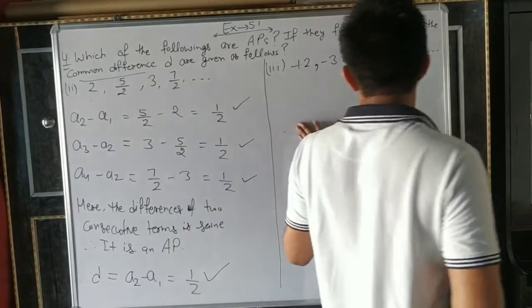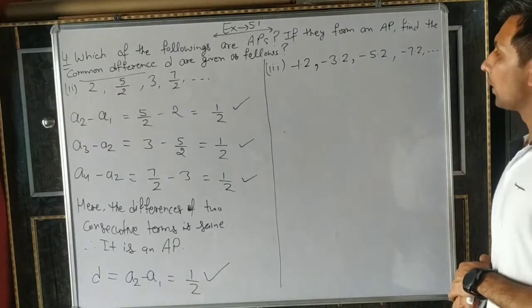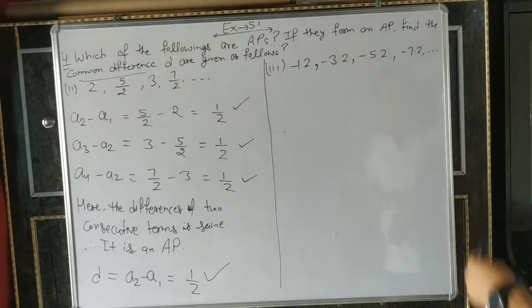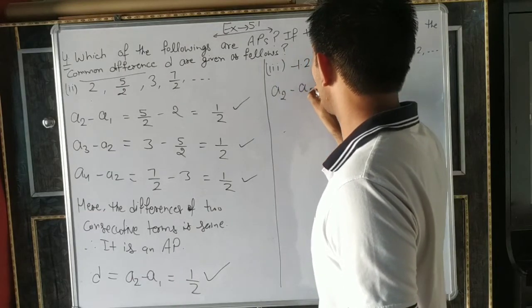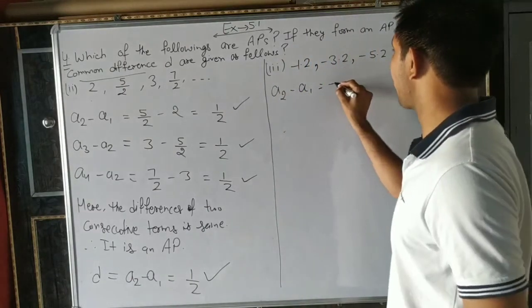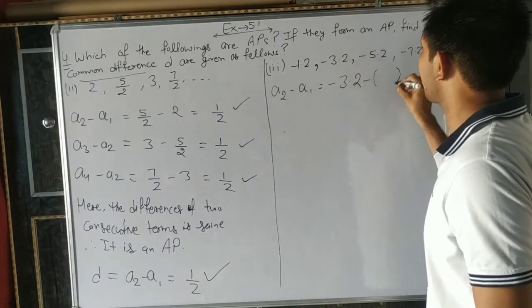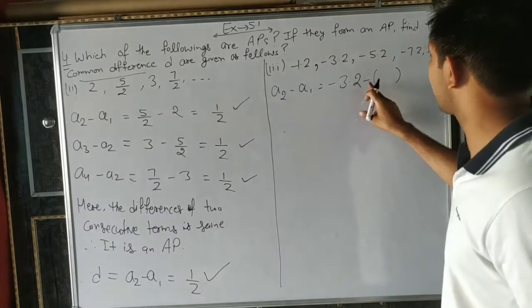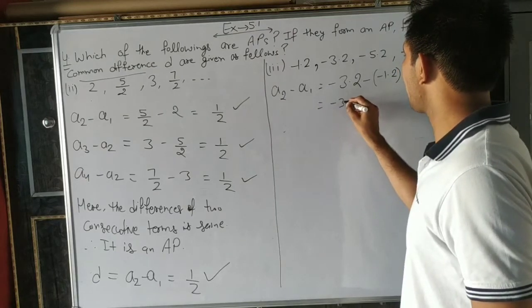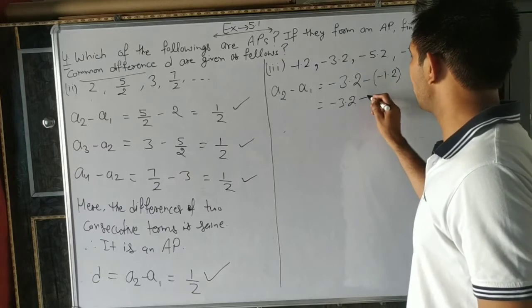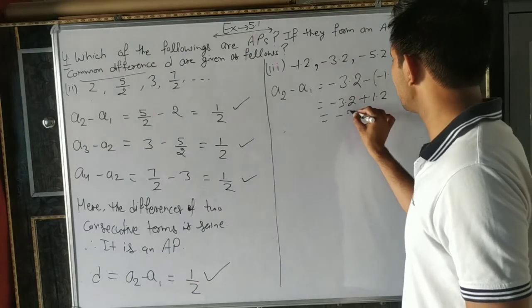Next is the third part, dear. Again, we will check whether it is an AP or not. Look at a2 minus a1. a2 is minus 3.2, minus, and a1 is minus 1 upon 2. Whenever a negative sign comes, we will use brackets. So it becomes minus 3.2 plus... negative into negative is positive. The answer for a2 minus a1 is minus 2.